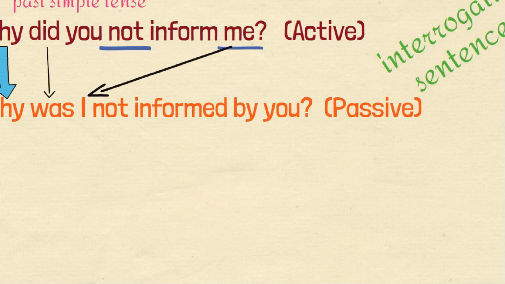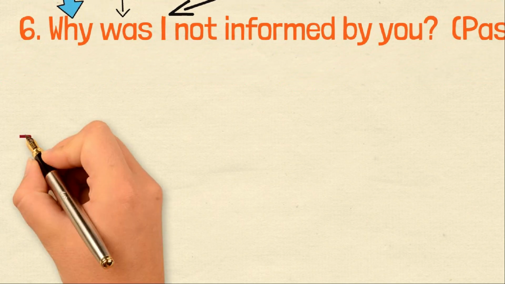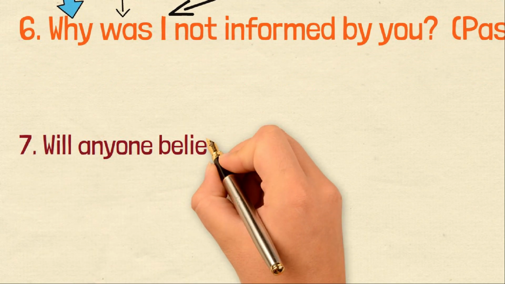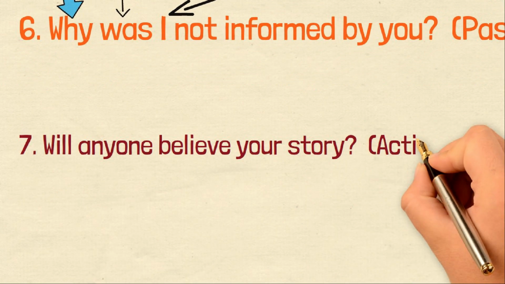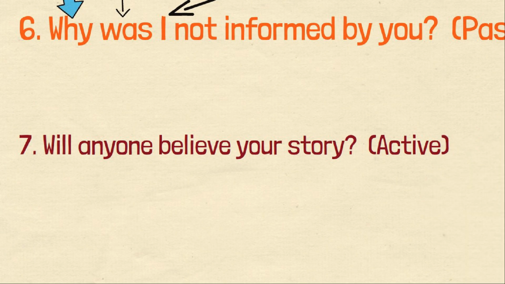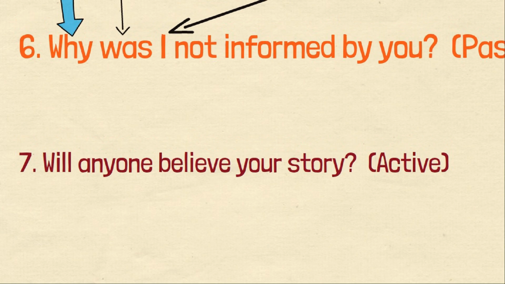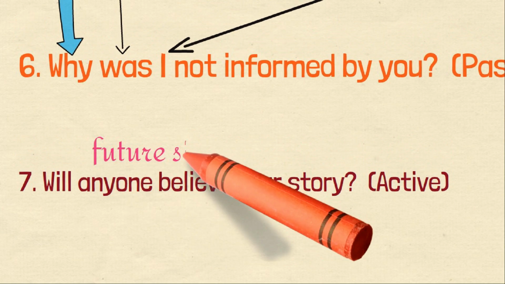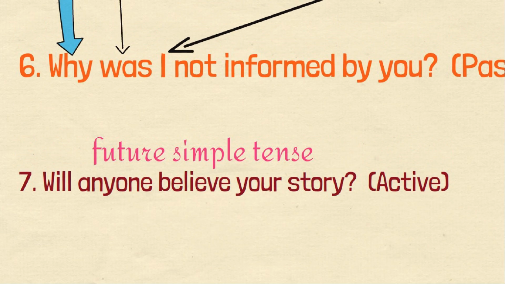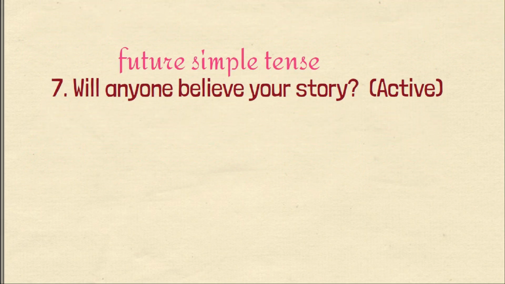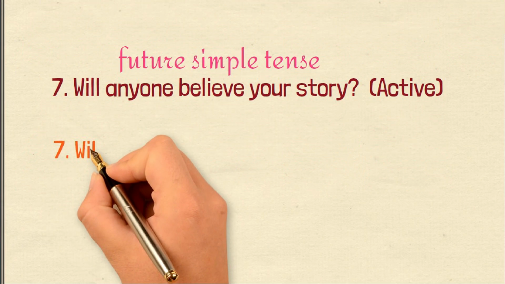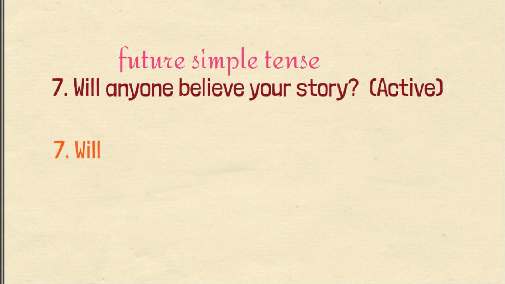The last sentence on this slide is, will anyone believe your story? Again, we have an interrogative sentence. This question begins with the helping verb will. Which tense is in this sentence? The future simple. Now let's see, how will it be changed? Helping verb will be used at the same place. Will, your story. As we are supposed to make your story, that's the object in the active voice.